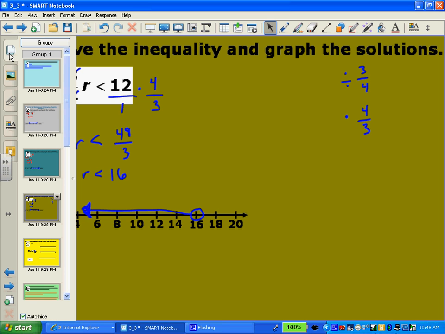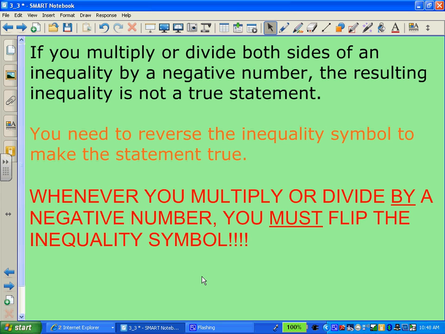Okay? Now, one fancy thing about inequalities that doesn't come up with equations. When we multiply or divide by a negative number, it causes a little bit of an issue. Okay? It makes your inequality not true anymore, which is a bad thing. And I can show you the whole proof of this later, but in the interest of time, if you'll just believe me, it's not good when you have to multiply or divide by a negative number. It kind of messes up the inequality. So in order to fix that problem, we have to reverse the inequality symbol.